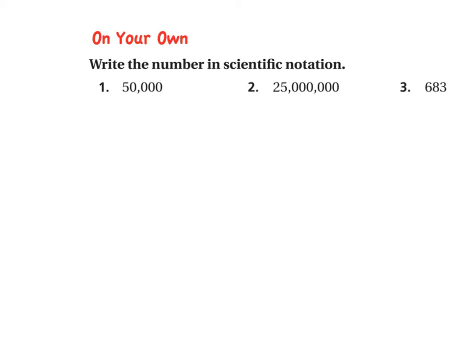All right, here's number 1, 2, and 3. So, number 1, we have 50,000. So we're going to grab our imaginary decimal and move it to the left 1, 2, 3, 4 times. So you're going to have 5 times 10 to the 4th power.